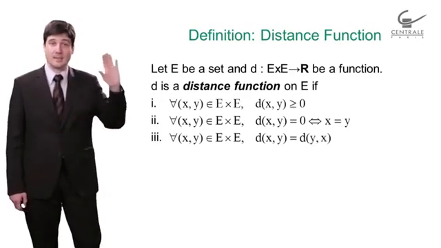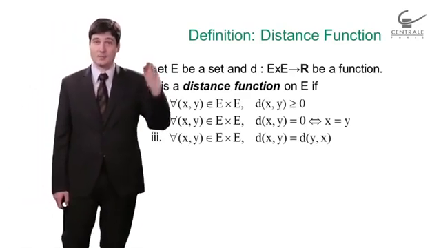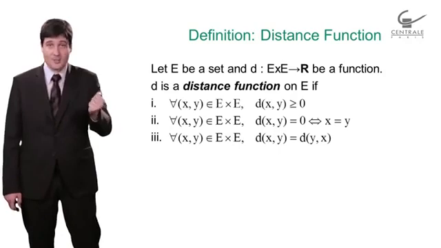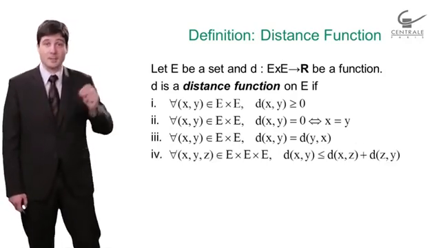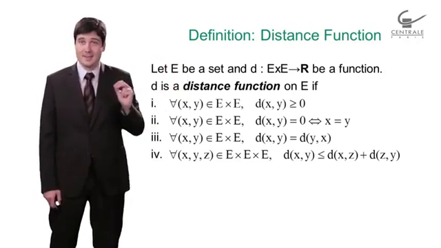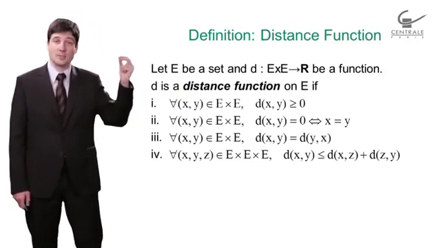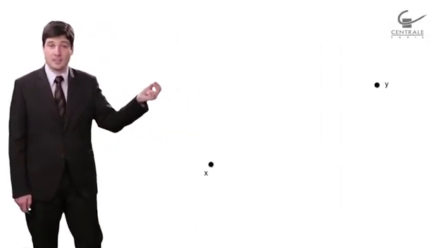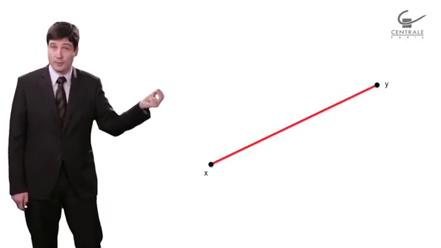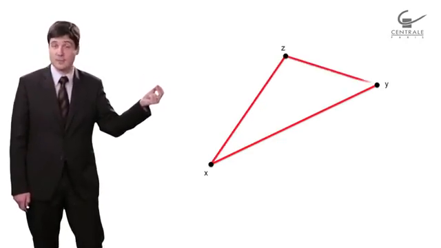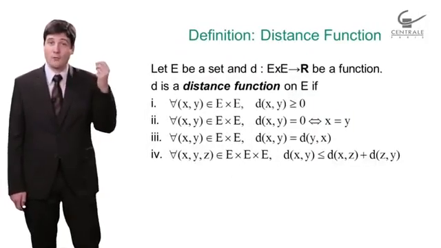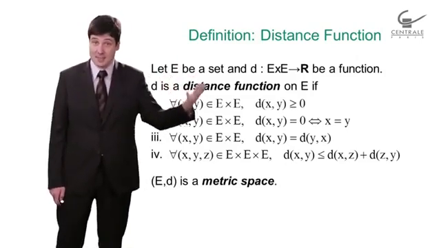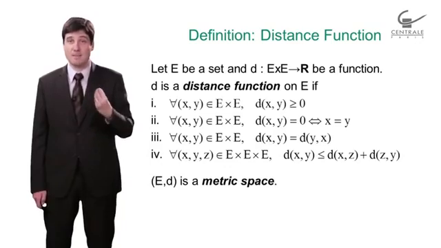Third one is that D of x, y, the distance from x to y, is the same as the distance from y to x. So it's symmetric. And finally, the distance from x to y is smaller than the distance from x to z plus the distance from z to y. It means the distance from x to y is smaller than the distance if I go from x to z and then from z to y. If we have all four criteria, what we have is a distance function, and the space E with this distance function is a metric space.